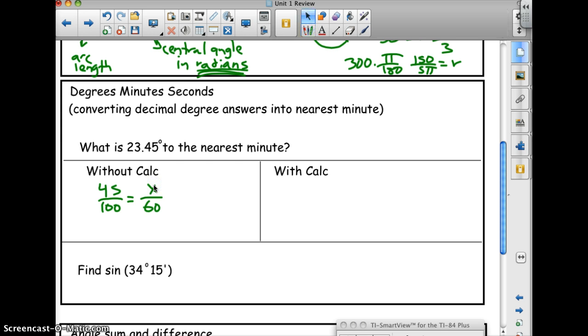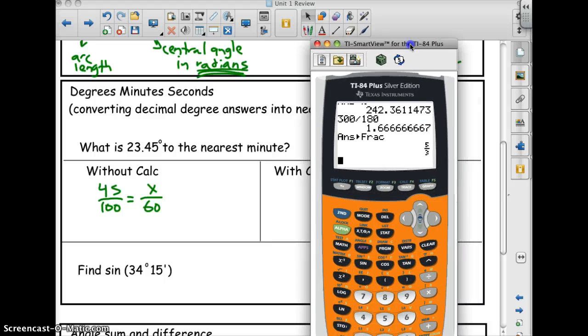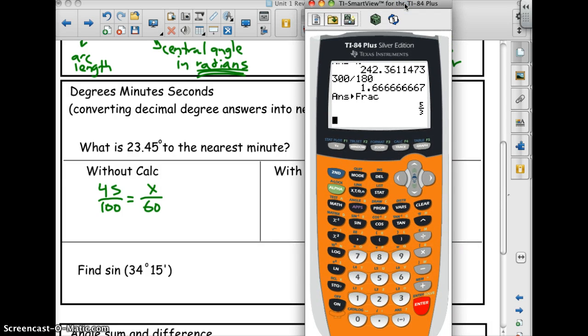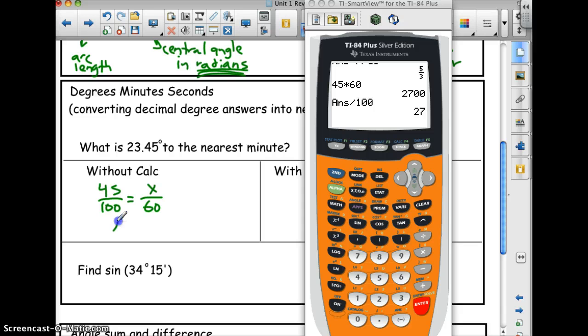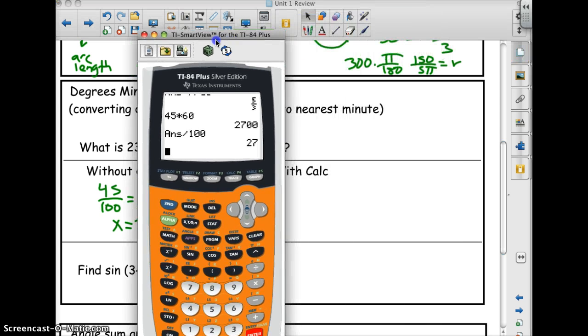And then you just cross multiply there. So it's going to be 45 times 60 and then divide by 100. And then round it to the nearest minute. This one didn't need to be rounded, so my x came out to be 27. So that is 23 degrees and 27 minutes. And the minute sign is just like a foot sign. That's the symbol for a foot.